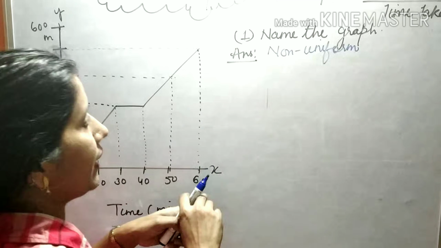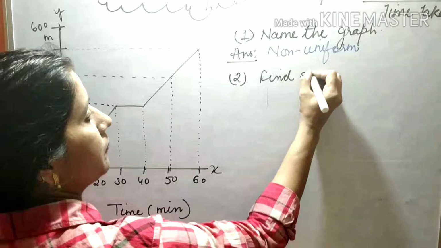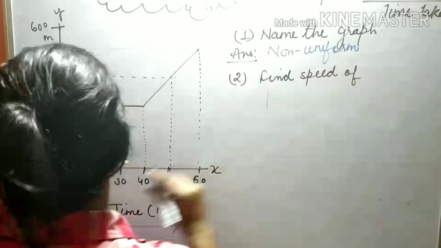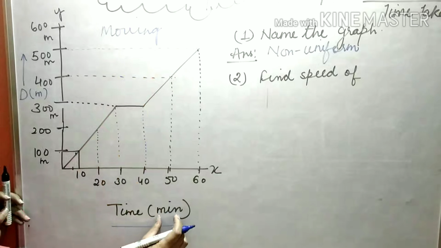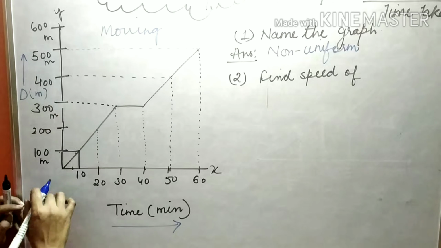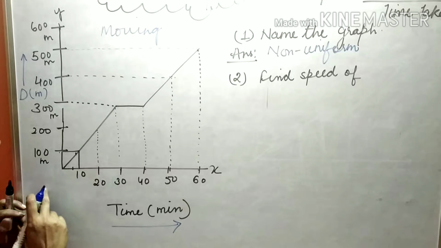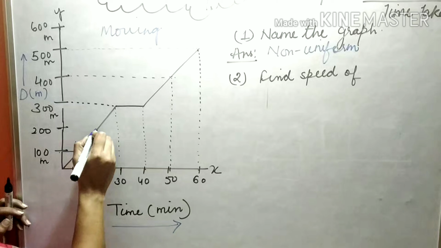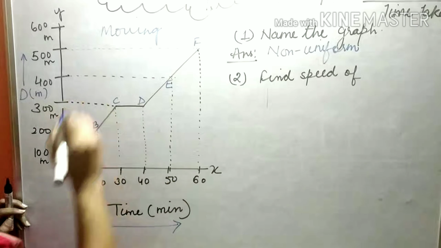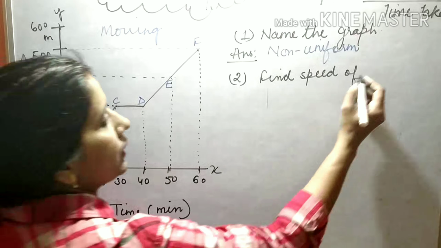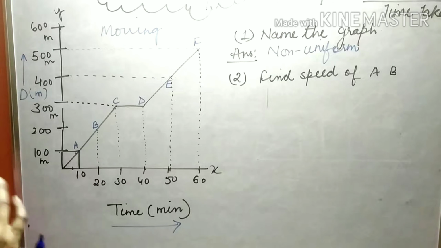Okay. Next is question number 2. Find speed of, let's give some number. ये क्या है? ये एक मूविंग बॉय है, एक बॉय है जो चल रहा है, मिनट में, और डिस्टेंस कितना कवर कर रहा है? मीटर में, ठीक है। तो 10 मिनट में ये 100 मीटर चलता है, फिर 20 मिनट में ये 200 मीटर चलता है, ठीक है। So let's mark it as point A covered, then B, then C, then D, then E, then F. Now find out the speed between A and B. A से B तक चल रहा था, तो उसकी स्पीड कितनी थी?